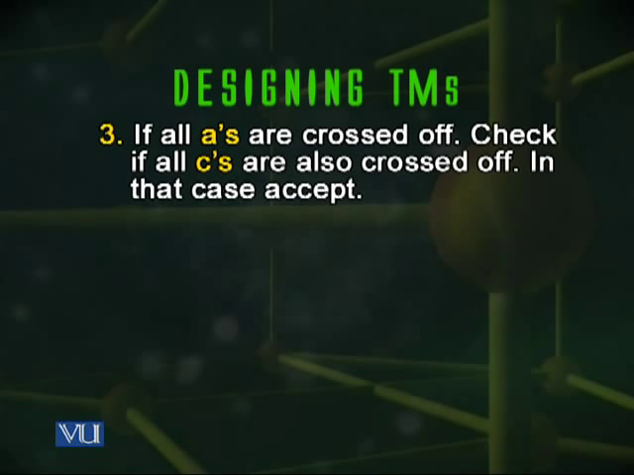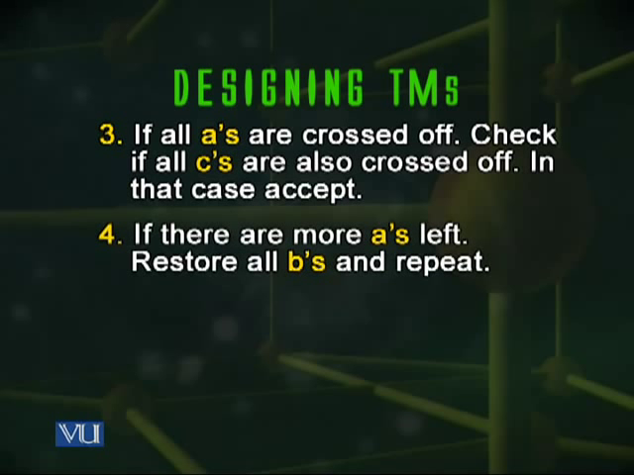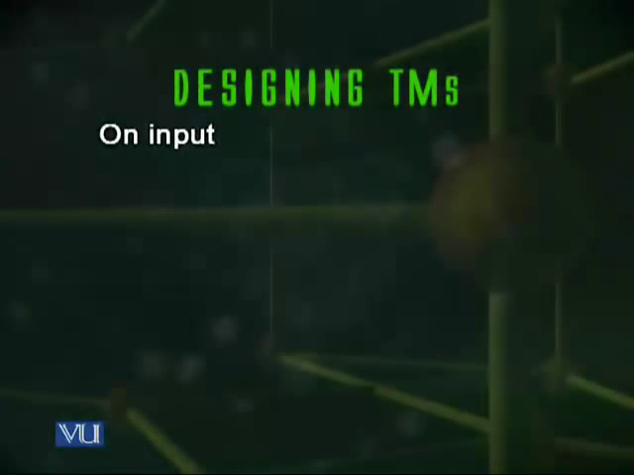If all the A's have been crossed off, we'll check if all the C's have also been crossed off, and in this case accept. What will happen if there are some A's left? We'll restore all of the B's and repeat this process over again. Why would this work? The basic idea is to cross off an A and then, for each B, cross off a C. Once this is done, come back and see if there are any more A's. If there are more A's, restore all the B's and repeat this process. So why would this process work?